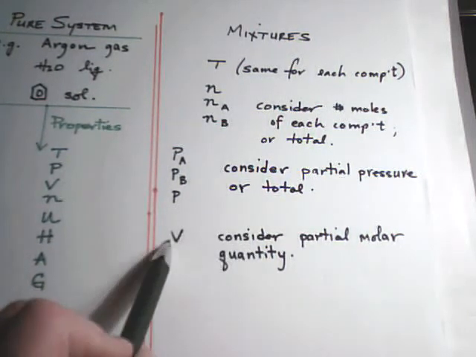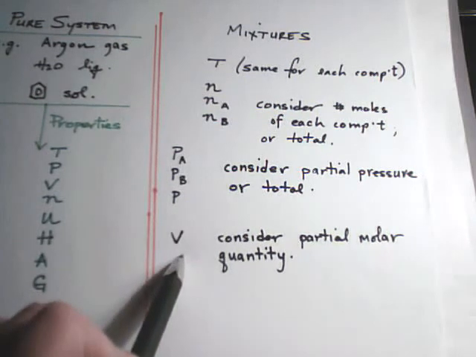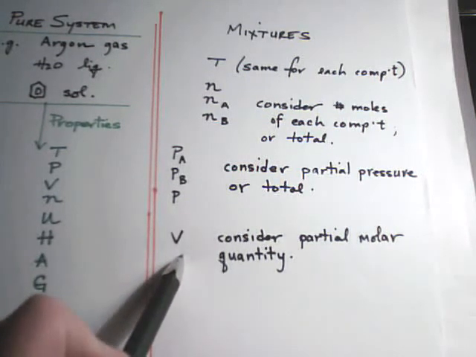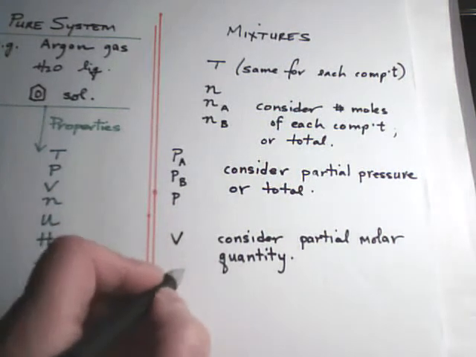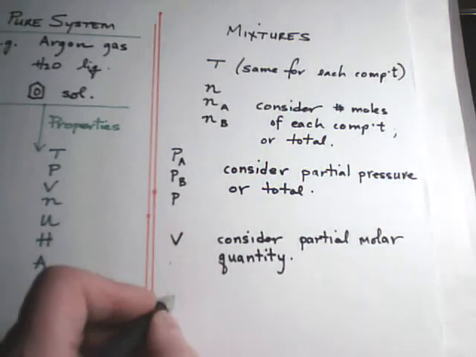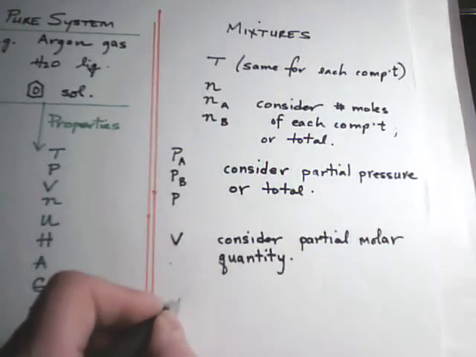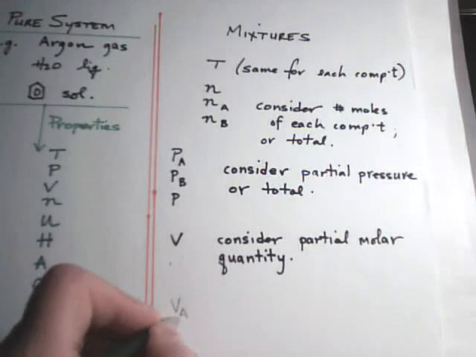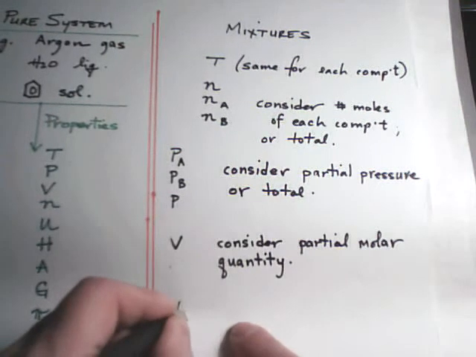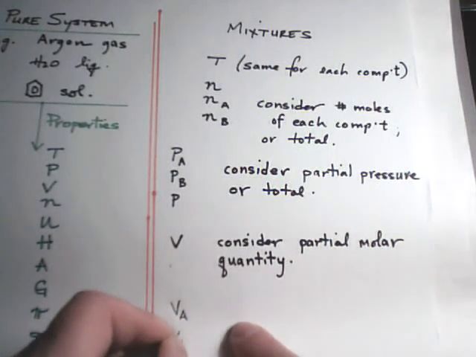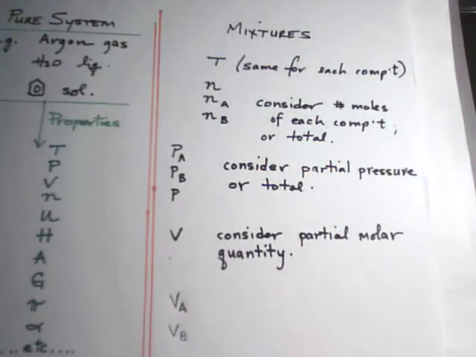the total volume. And I also have to consider a partial molar volume, partial molar quantity. So I'll write it down here. I would have a VA, which is the partial molar volume of A, and a VB in this case, so the partial molar volume of B.